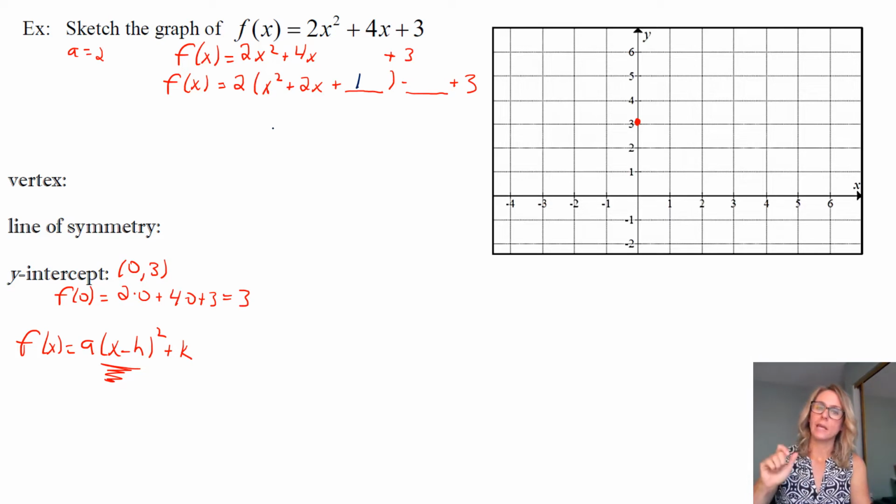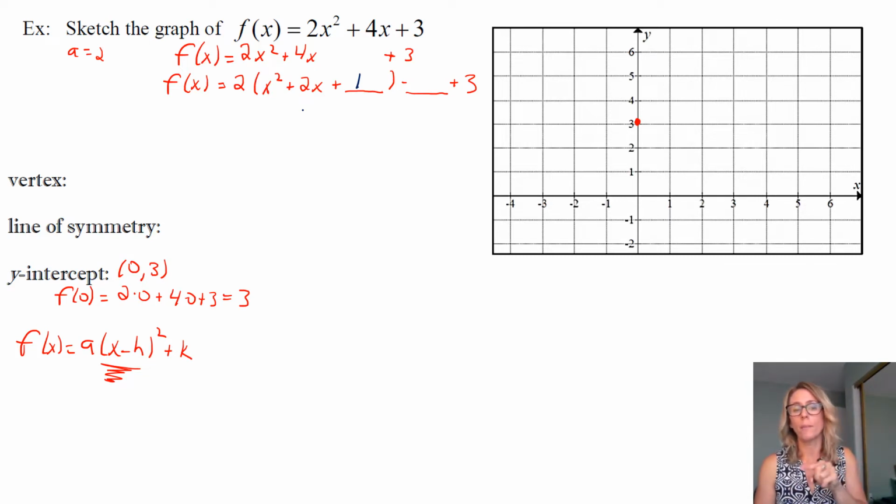Now, here is the kicker. If I add a 1 here, the whole idea behind adding something and subtracting something is I want to add or subtract something so that what I've really done is add 0. That's the idea behind completing the square, is adding 0. I want you to notice if I multiply out this 2 by the 3 terms that I currently have in my trinomial, I'm going to have 2x squared, plus 4x, and then plus 2.